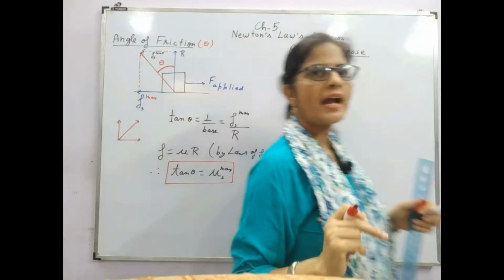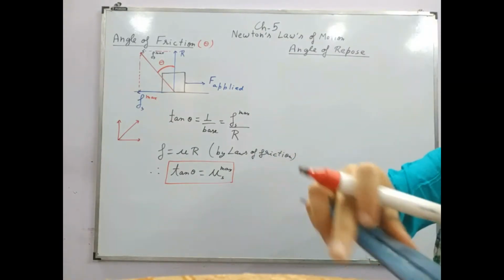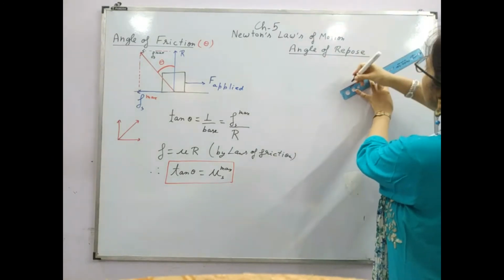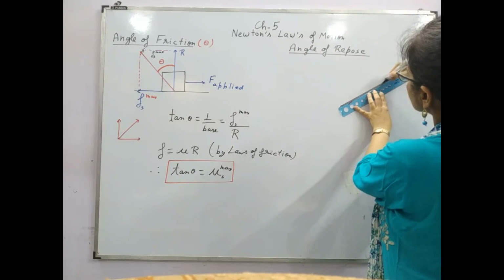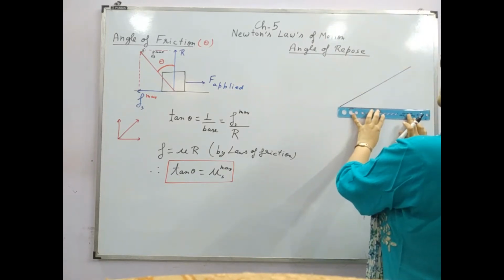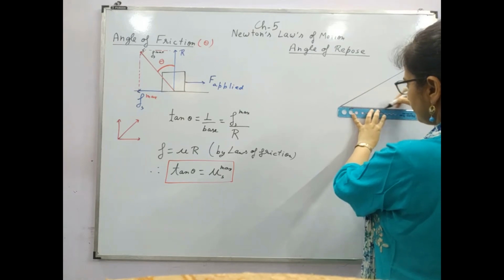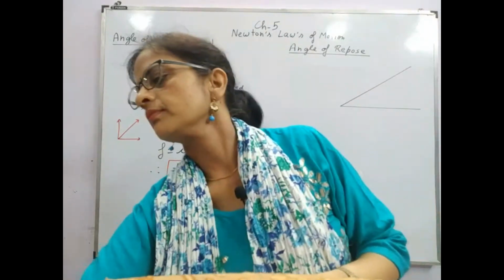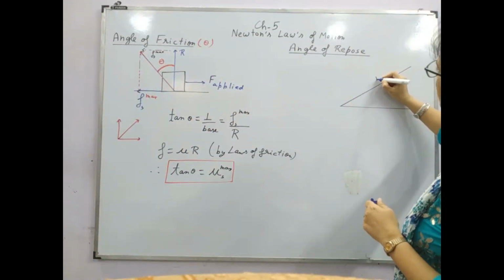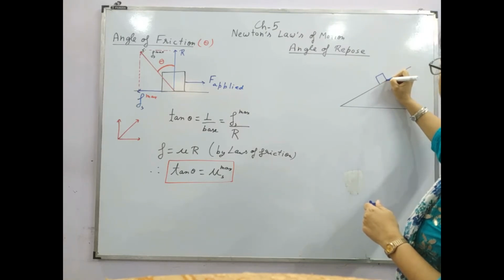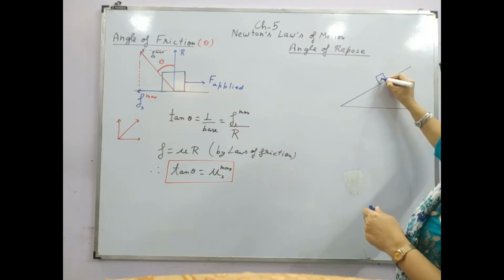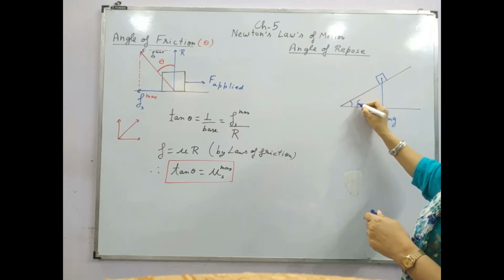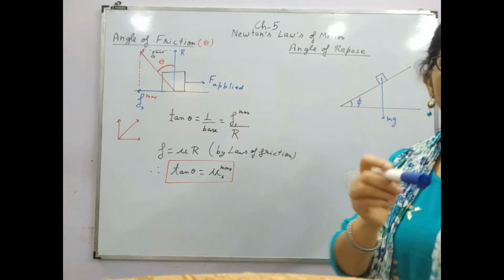Now we talk about angle of repose. So again, for that we'll first draw the diagram. So this angle of repose is for an inclined plane. So if an object is kept on an inclined plane, the weight acts downwards. This angle is a particular angle which I'll explain now.